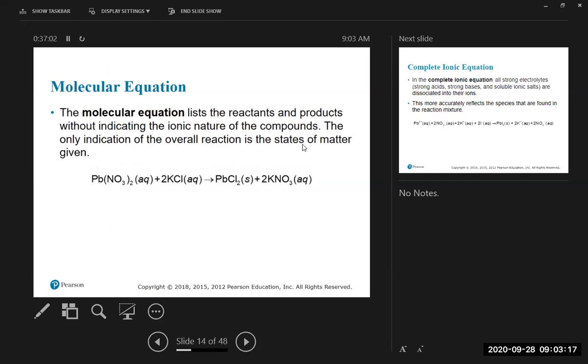So the molecular equation is what you're used to seeing. This is how we've been working with things so far, where you have the reactants on the left. So in this case, lead nitrate and potassium chloride. And then you have the products on the right, lead chloride and potassium nitrate. And so this tells us what happens overall from a molecular perspective.